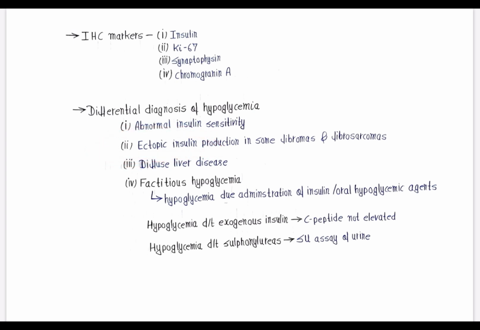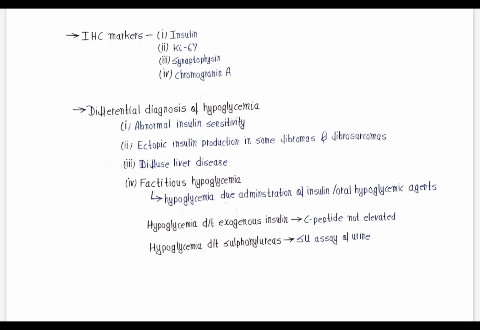If the patient is having any diffuse liver disease, again there will be a complaint of hypoglycemia. And if the patient is on exogenous insulin or oral hypoglycemic agents like sulfonylureas, then also the patient can develop hypoglycemia. And this kind of hypoglycemia, which is basically due to administration of exogenous insulin or oral hypoglycemic agents, is called factitious hypoglycemia. And it is very important to distinguish between factitious hypoglycemia and insulinoma.